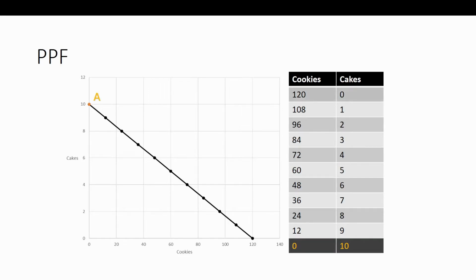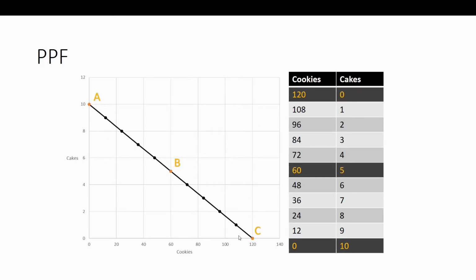Now, all the points on the line, say right here is point A, where we have 10 cakes and 0 cookies. This point is efficient because it is on our line. At every point on our line, point A, point B, point C, any of the points on the line are considered efficient. We produce 10 cakes and 0 cookies. That's an efficient use of our resources. We produce 5 cakes and 60 cookies at point B. That's an efficient use of resources. And at point C, if we produce all cookies, 120 of them, and 0 cakes, that's an efficient use of resources.